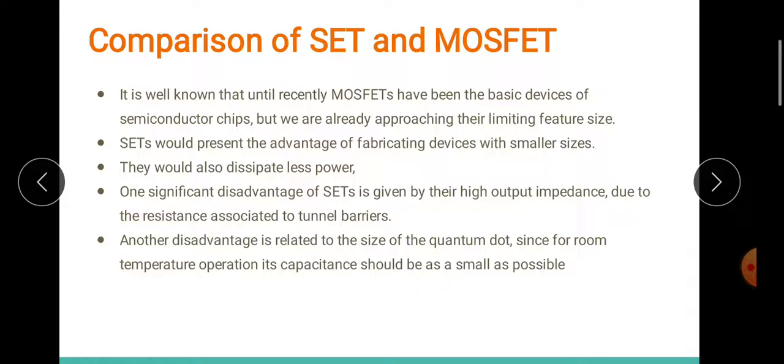And an important advantage of SETs is their high output impedance due to the resistance associated with our tunnel barriers. Because of the presence of tunnel barriers, the SETs have very high output impedance. But a disadvantage is that because of the size of the quantum dot, for temperature operation, its capacitance should be made as small as possible. So that's about SETs, right? This session was purely about SETs. We saw the need of SETs, their structure, their IV characteristics, and a small comparison.